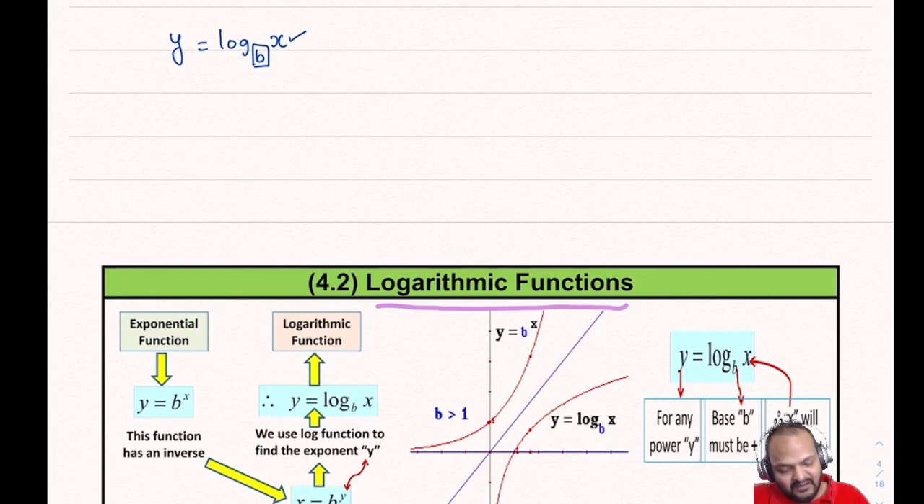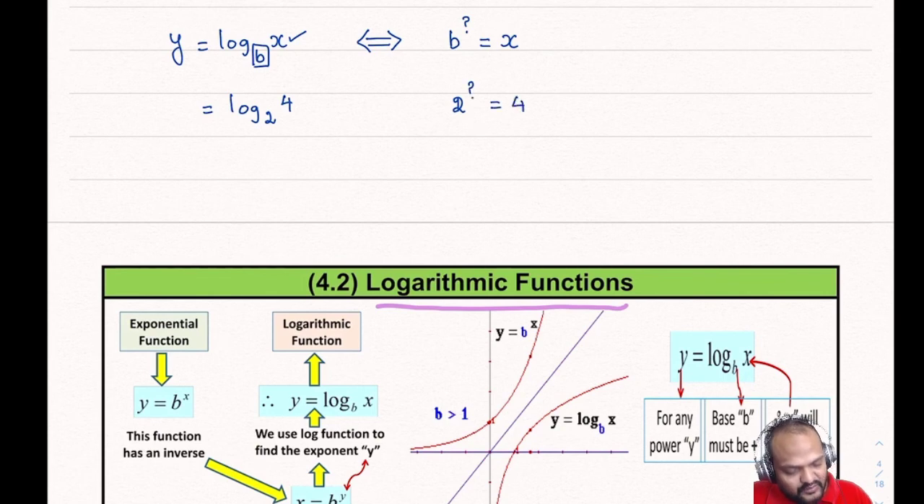So what does that mean? This means the following. This is equivalent to saying, what is the power of the base? What is the power of the b that will give me x? That's what it means. So if I ask you the following question, what is the log of 4 base 2? The question is, what is the power of 2 that will give me 4? You would say the answer is 2 squared equals 4, so therefore the answer would be 2.